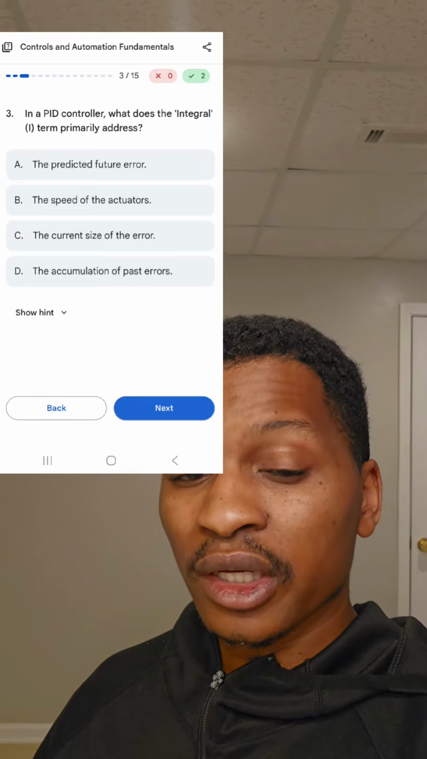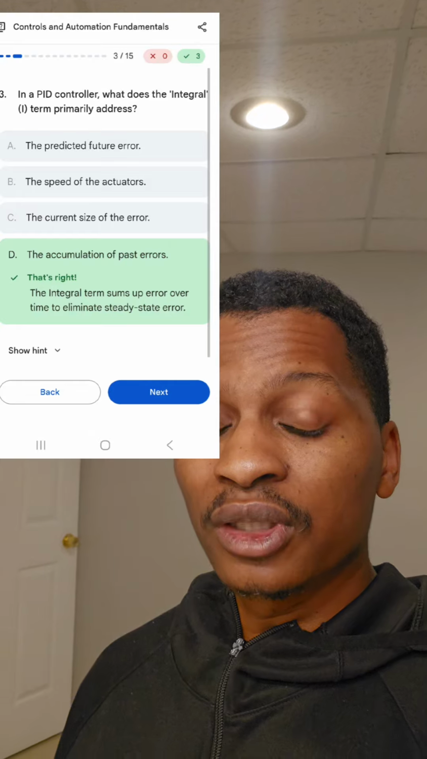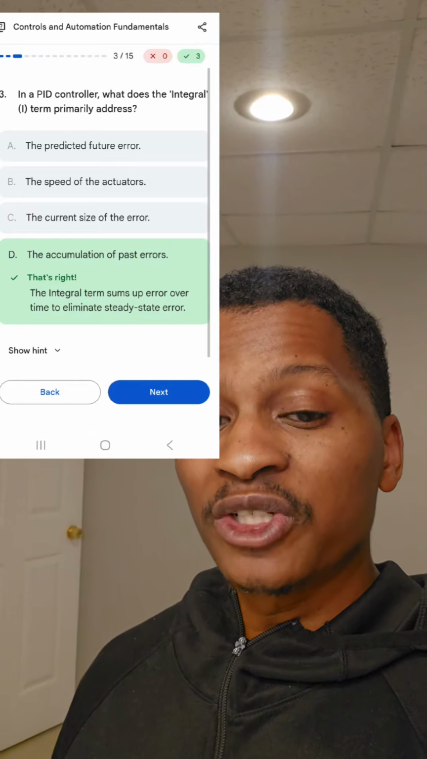The next question, so in a PID controller, the integral portion of the PID, what issue is it trying to address in PID controls? Here's your short answer options. You can see the answer here, the integral portion deals with the accumulation of past errors.